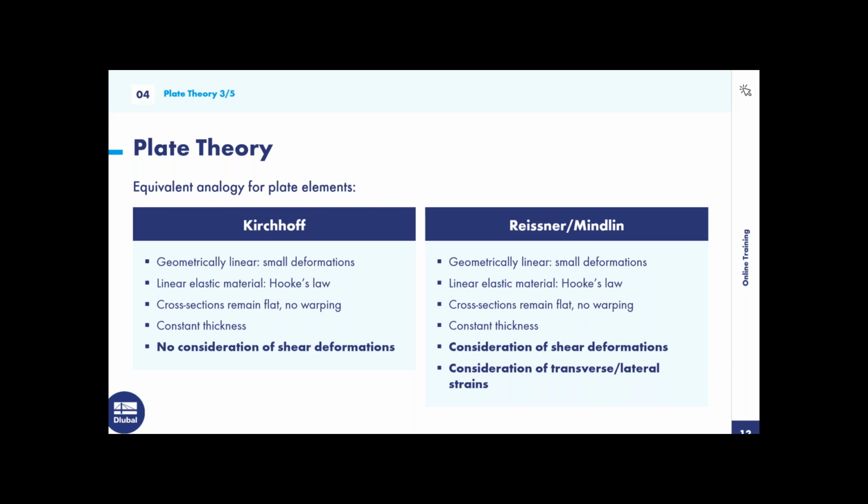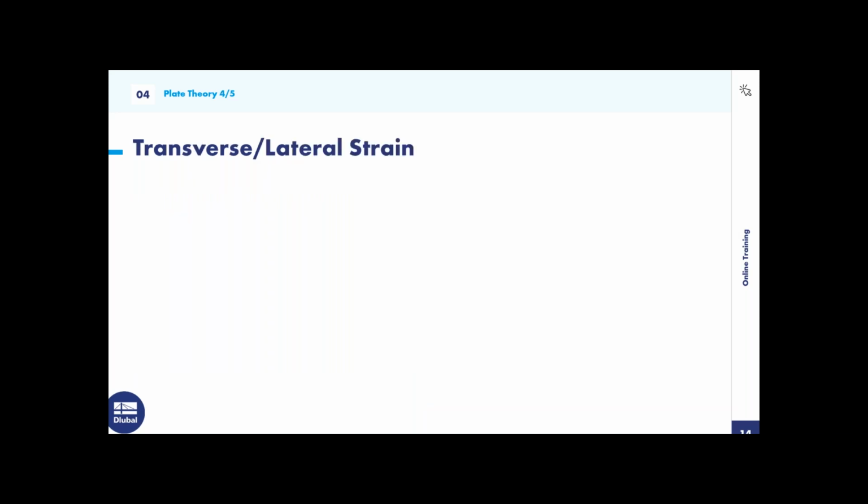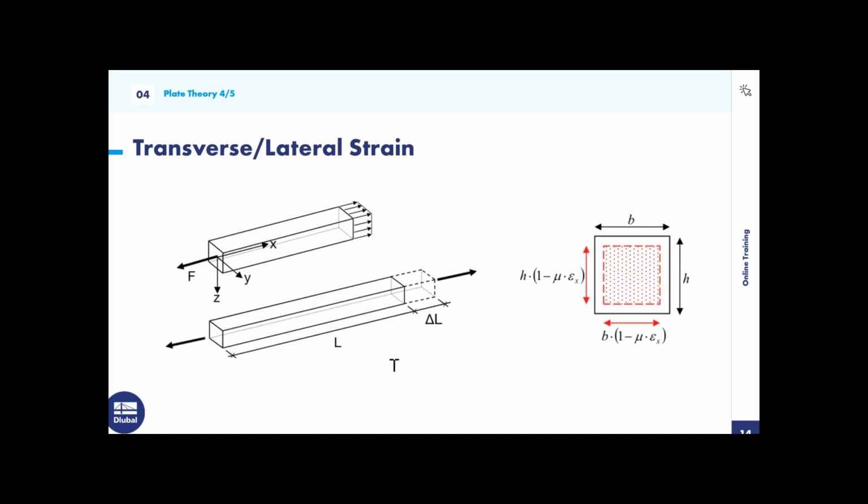So we can move on to the next slide and we can take a better look at what transverse/lateral strains means. So here we have one beam, and when a tension force is applied to it along its length, the cross-section will shrink with regards to its height and width. So the factor here is mu, and this is what takes into account this consideration.